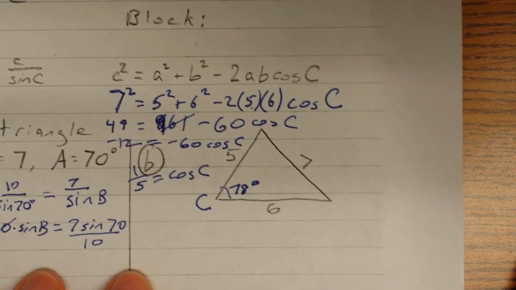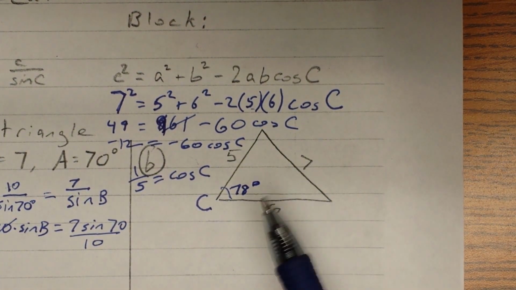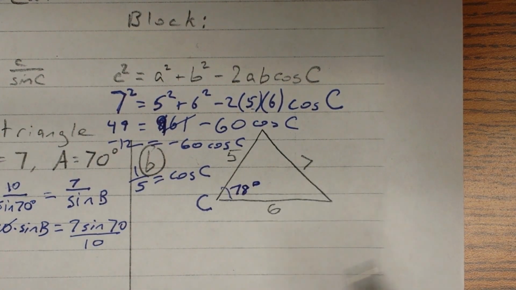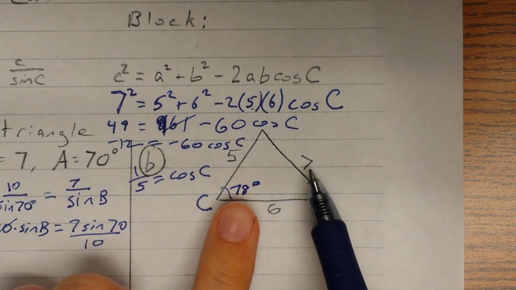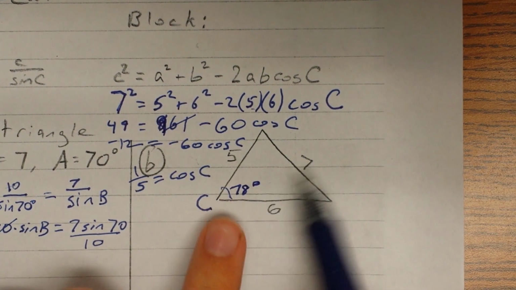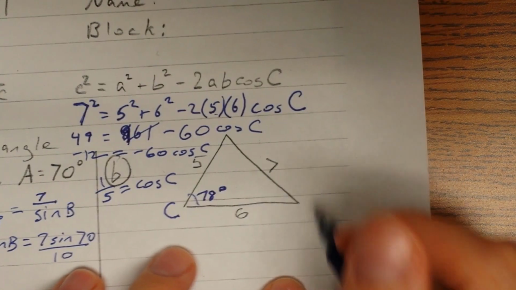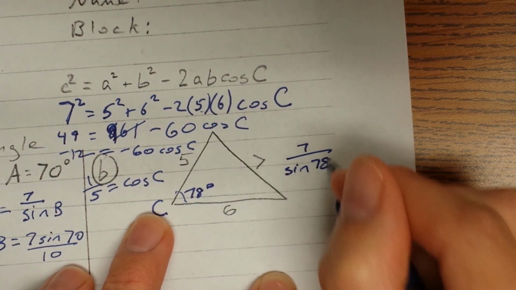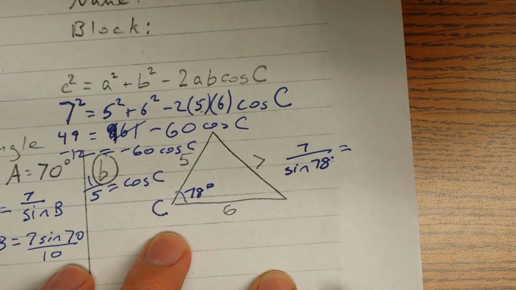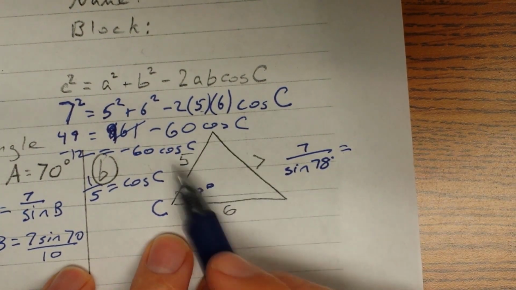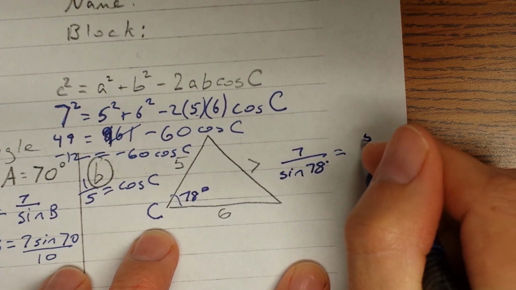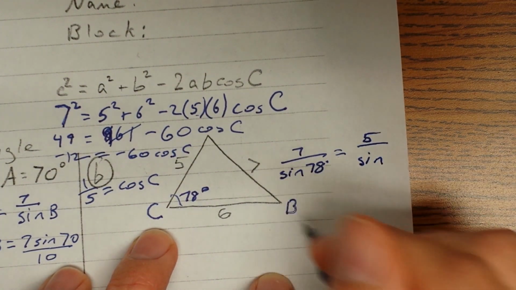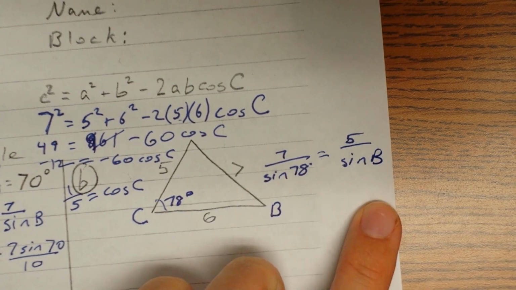Now, once I have this, I have a pair of opposite side and angles that I can use. And so from here, I'm going to use the law of sines. So I can say 7 compared to sine of 78 equals, and if I want to find the angle across from the 5, then I can say 5 over sine of whatever you want to call that angle, maybe B. 5 over sine of B.